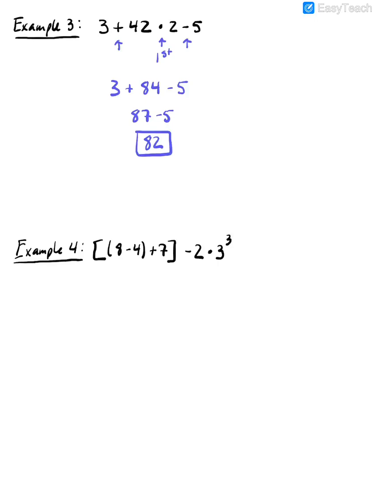Okay? Now, example 4 has a lot of things going on. So we got to take this one step at a time. So remember your G, E, M, D, A, S. Okay? So grouping symbols, I see 2 sets of grouping symbols. So with multiple grouping symbols, you always go from the inside out. So the innermost grouping symbols, so that would be this 8 minus 4.